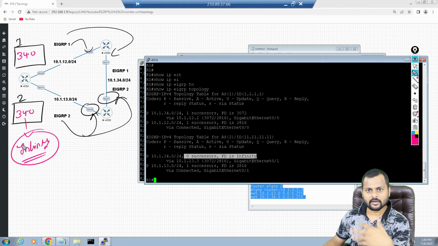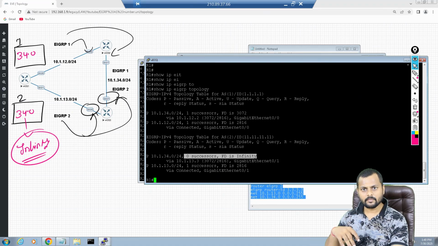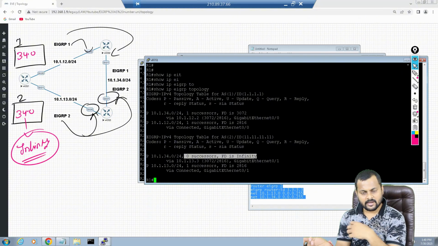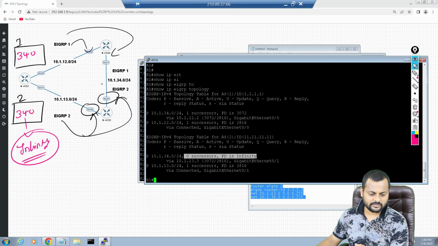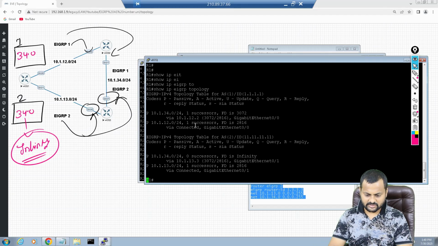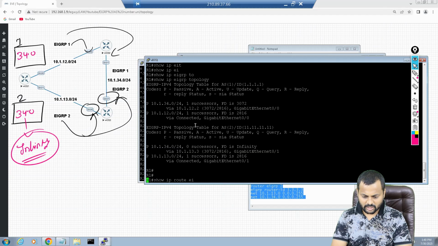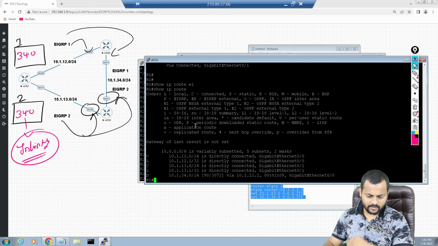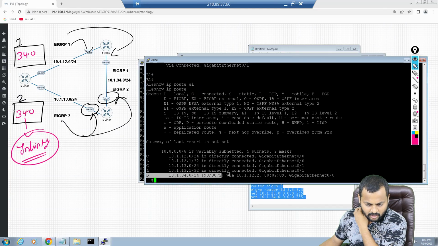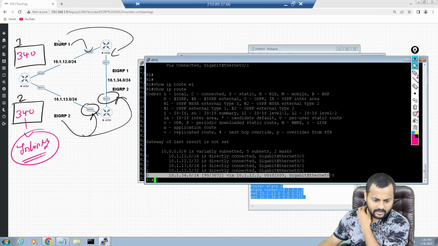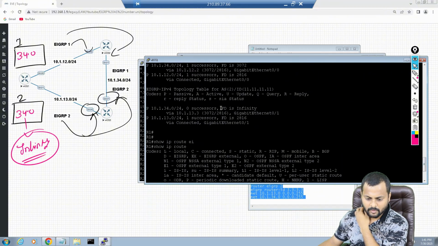An infinity metric will never be considered. It's not the best route. If it's not the best route, I'm not going to install it in my routing table. So even if my metric is equal, I'm not doing load balancing, and I'm not installing this path in my routing table either. So I can do show IP route EIGRP. You can see that I have only this route coming from 12.2, which is AS number 1. Why am I not installing the bottom path? Because the bottom path has an FD of infinity because of the zero successor route.